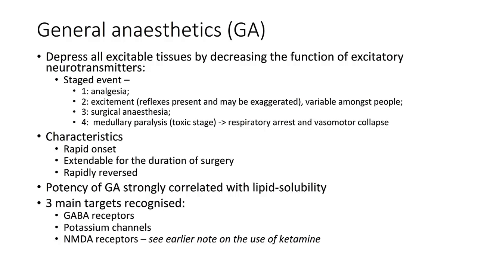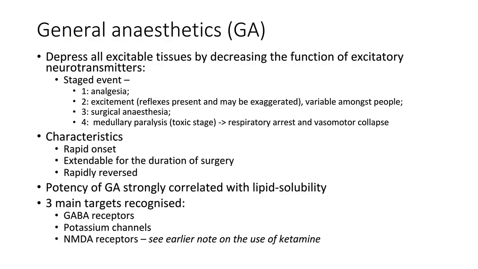The potency of the general anaesthetics is strongly associated with their lipid solubility. They need to be lipid soluble in order to move across into the brain, across the blood-brain barrier. The characteristics of them are based around their onset times, whether they can be extended during surgery, and how easily reversed they are. And of course, the best of them will be easily reversed and rapidly reversed. What they do is depress all the excitable tissues, so they decrease the capacity to have a response to the excitatory neurotransmitters.